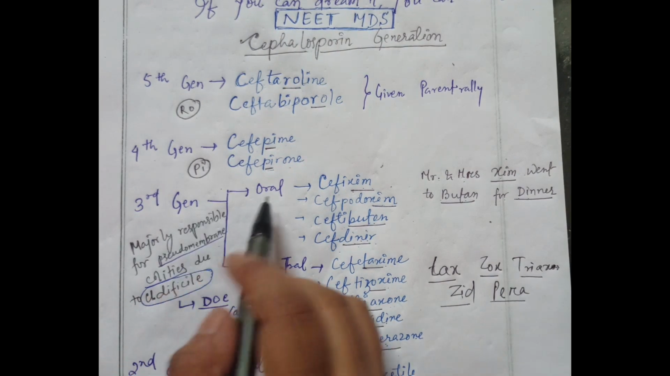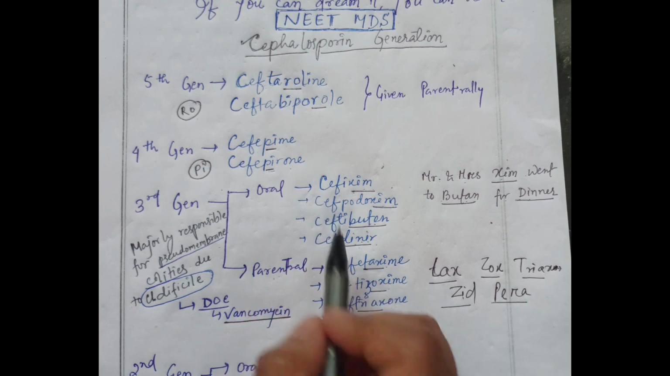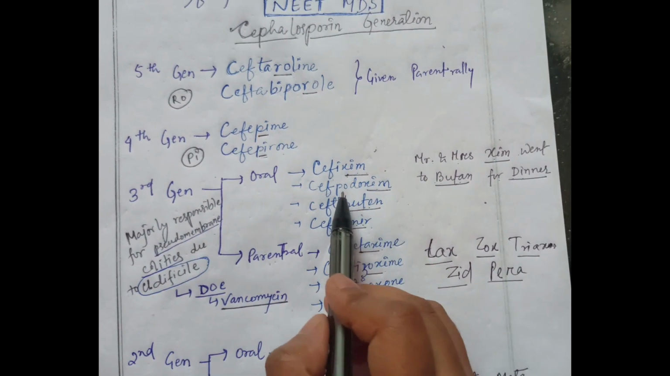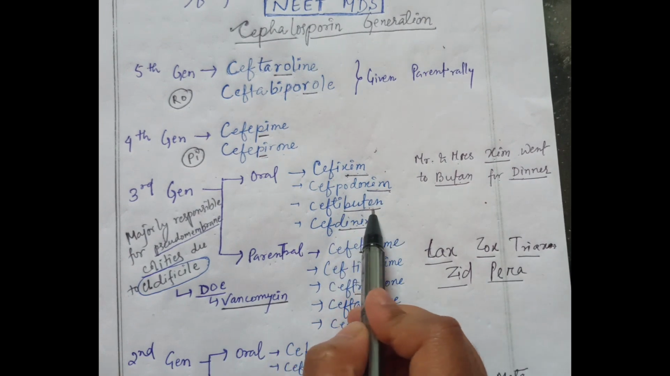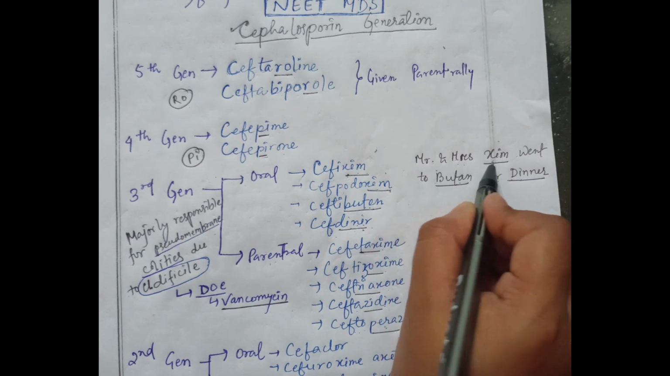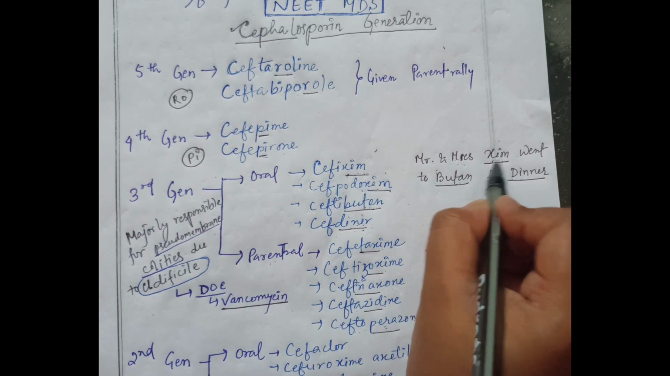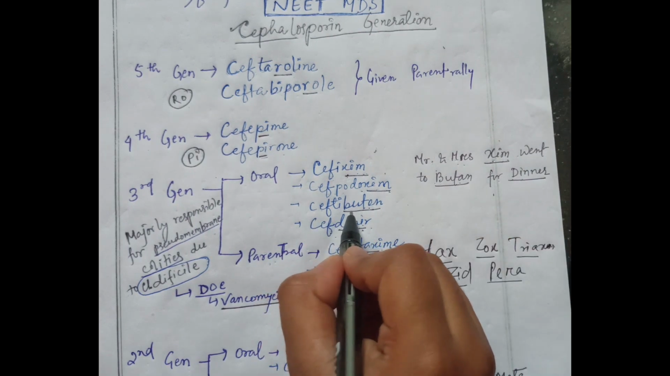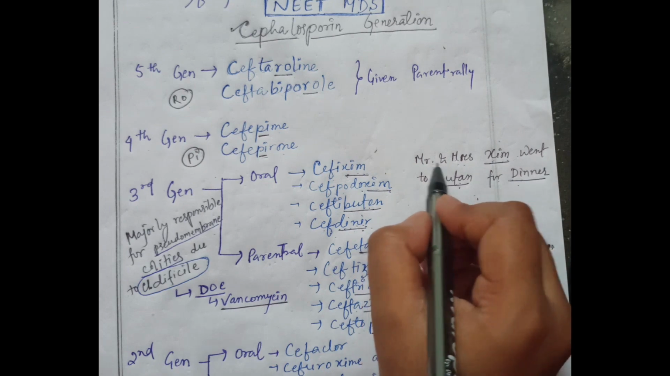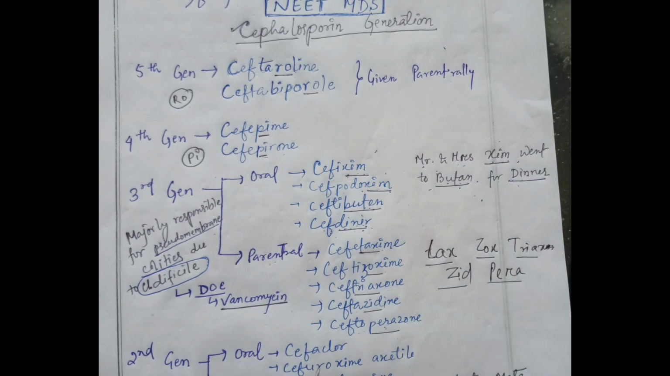So the 3rd generations are given both orally and parenterally. Let us learn first the oral drugs. The orally given 3rd generations are cefixime, cefpodoxime, ceftibuten and cefdinir. So how to remember? Mr. and Mrs. Zyme. See, there is cefixime, cefpodoxime. So Mr. and Mrs. Zyme, ceftibuten. So they went to Bhutan, and cefdinir for dinner. So we'll remember it like this: Mr. and Mrs. Zyme went to Bhutan for dinner.